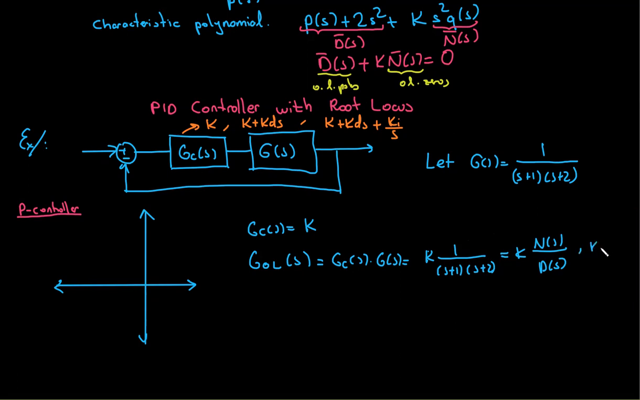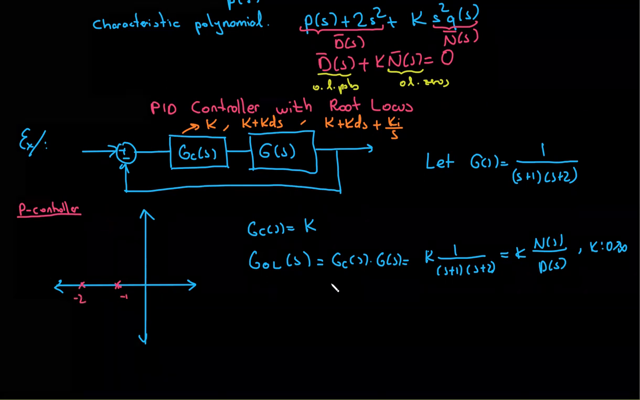Okay, so let's suppose that K is changing from 0 to infinity. And I would like to find the closed transfer function of the system and the pole locations, right? So let's start plotting the root locus by first putting the open loop poles on the S-plane. So I have a pole at -1 here, and I have another pole here at -2.